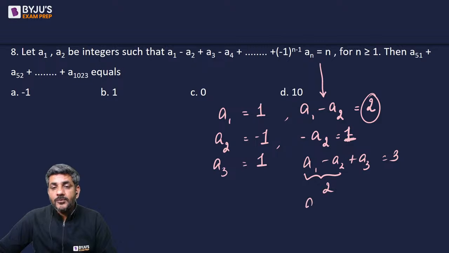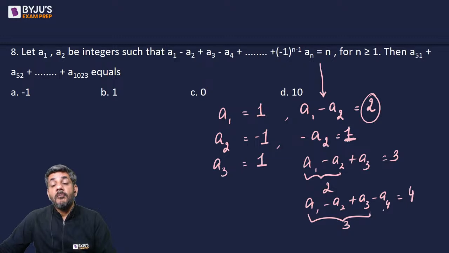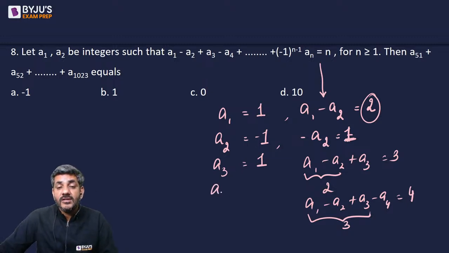Then let's put n is equal to 4. I get a1 minus a2 plus a3 minus a4. This is equal to 4. But ये तो already 3 है ना. So 4 minus 3 is 1. So minus a4 is 1. That means a4 is minus 1.